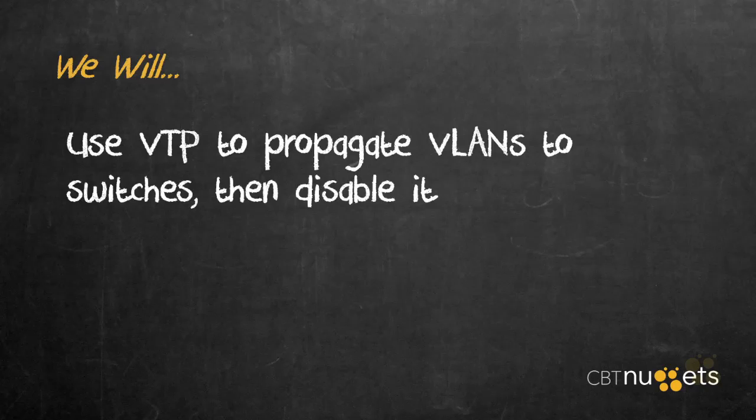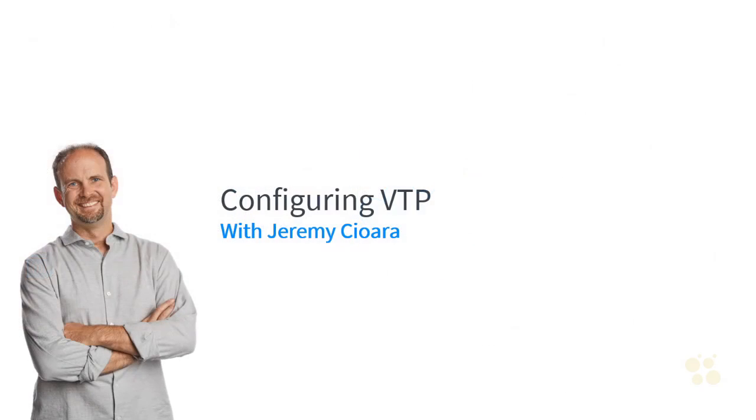So we've now used VTP to propagate VLANs to all the switches in Arizona. We've now disabled it by flipping it to transparent mode, and we're ready to move forward.